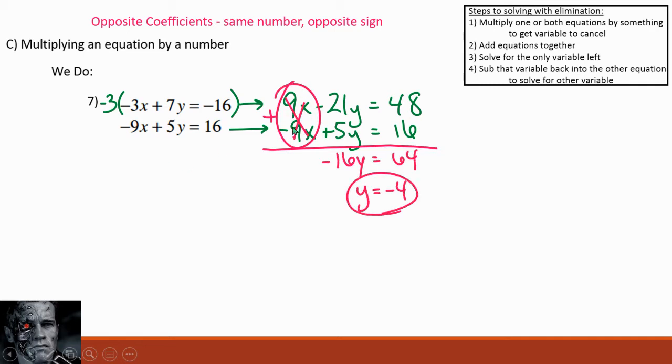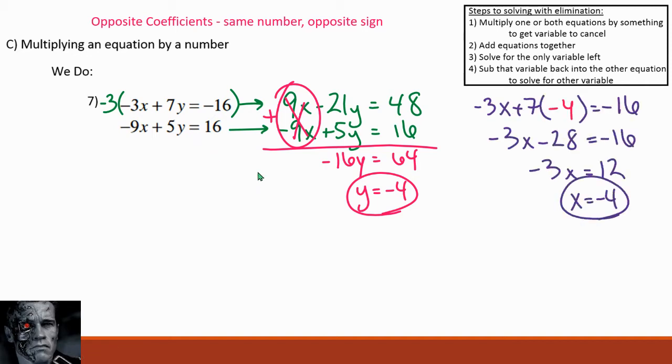So when I add those 2 equations together, I can then solve for y, and I get y equals negative 4. Okay, from here it's the same. I need to take that first answer, go back to one of the 2 original equations, plug it in, and solve. In this case, I used the top equation, plugged in negative 4 for the y, and then solved for the x.